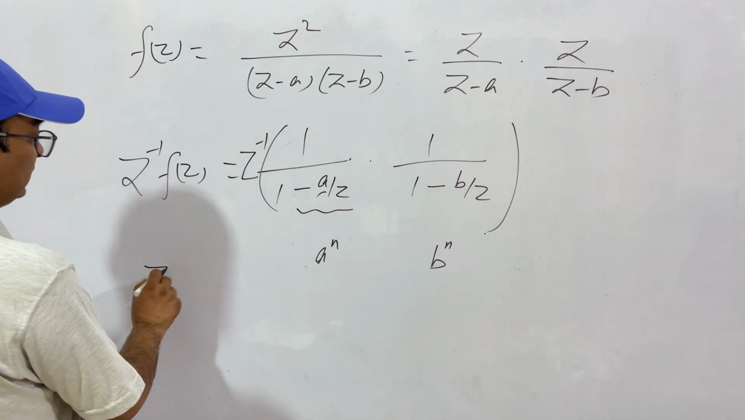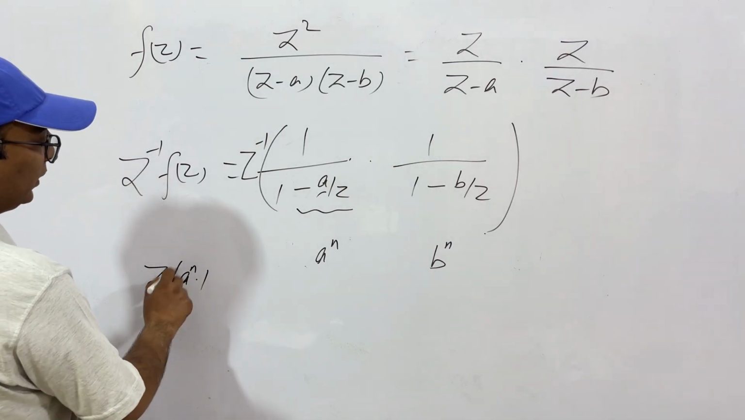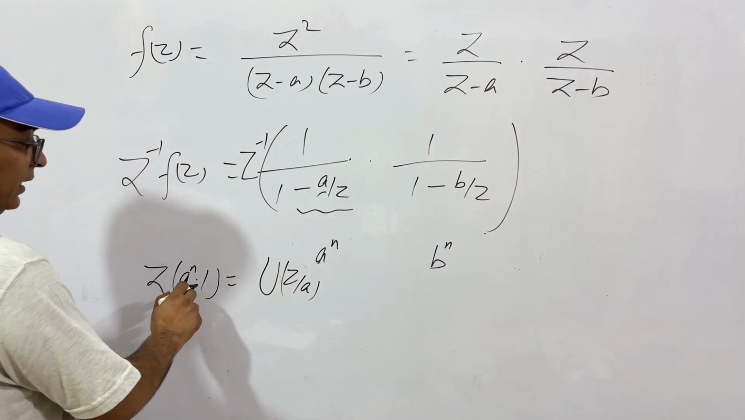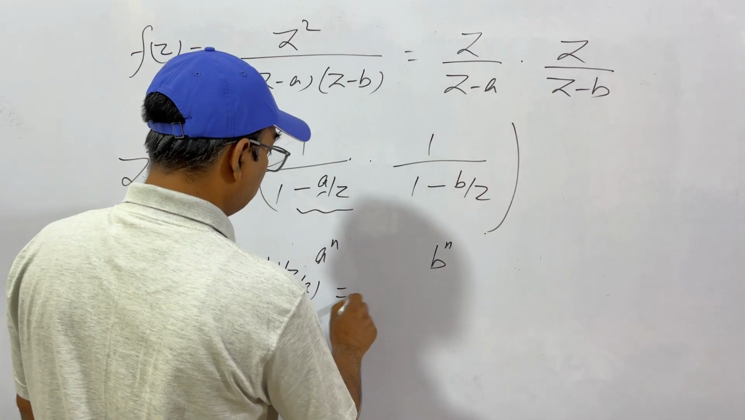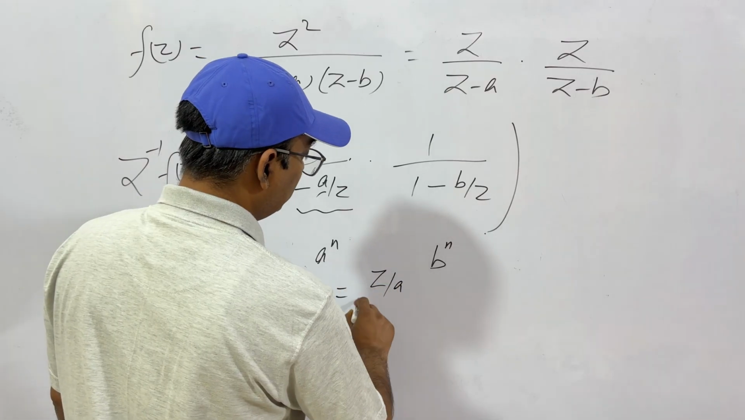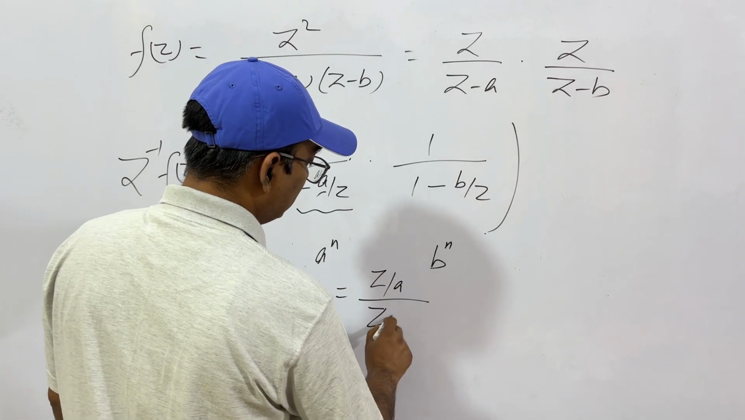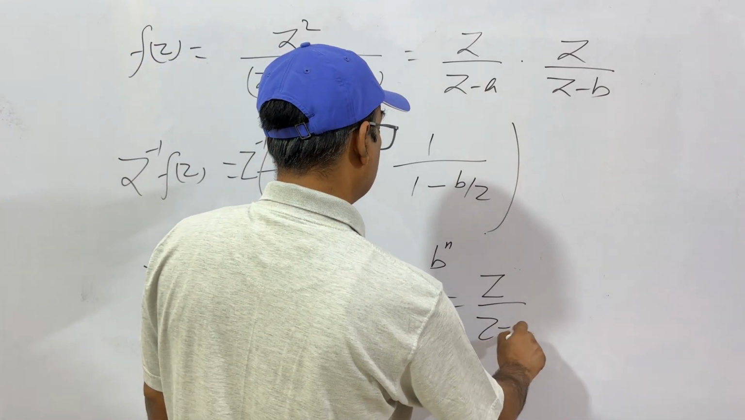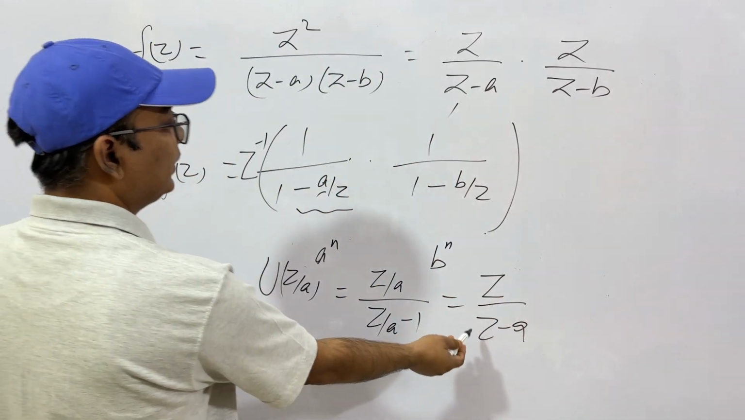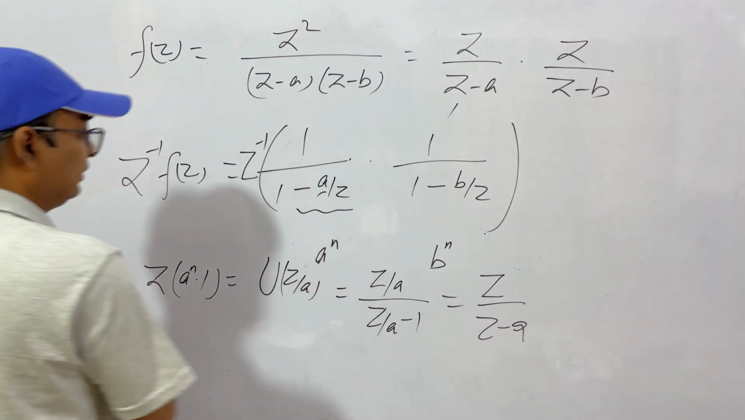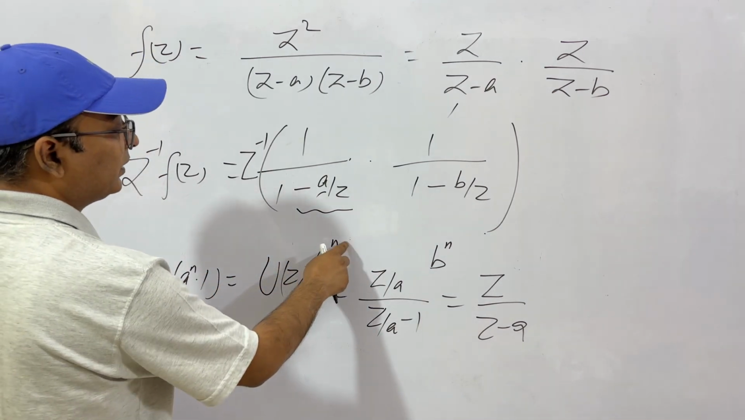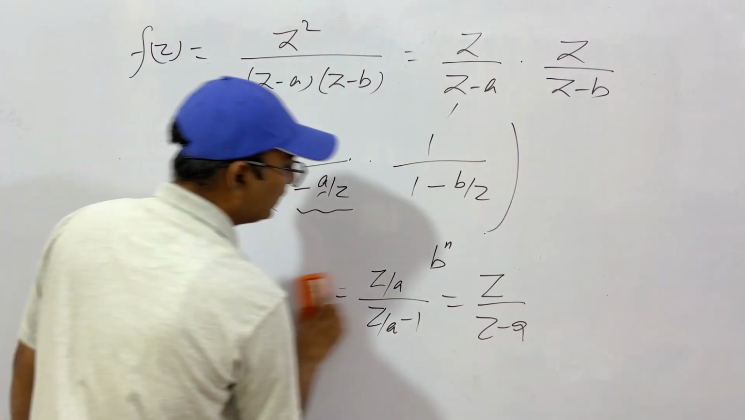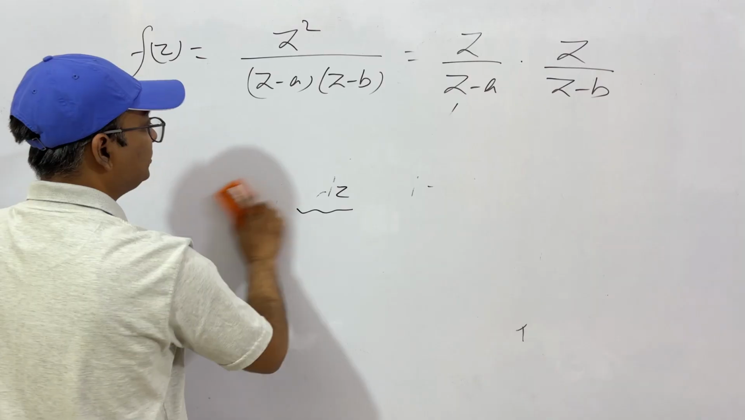Clear? Why? The Z transform of a to the power n into 1 will be U of z by a. This you know. And for 1 it is z by z minus 1. So it will be z by a by (z by a minus 1), which comes to z by (z minus a). Therefore the inverse of this is a to the power n. Clear? So this is basically a to the power n convolution b to the power n. Now let me rub this. Now we will take the transform.